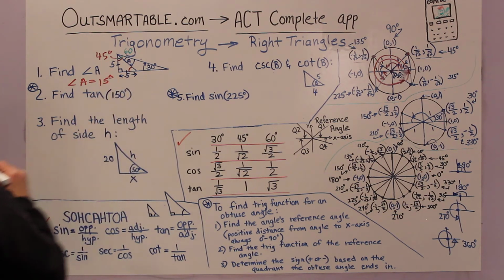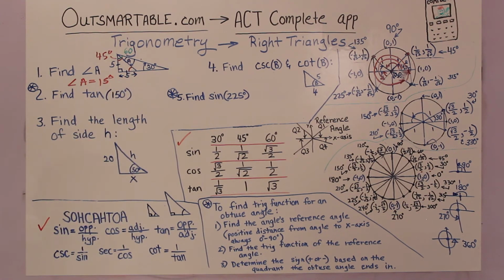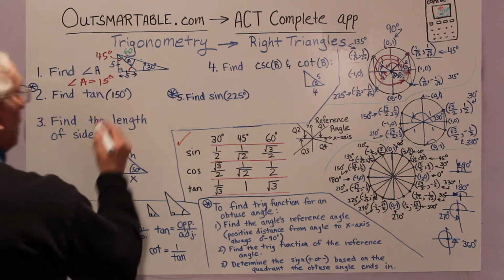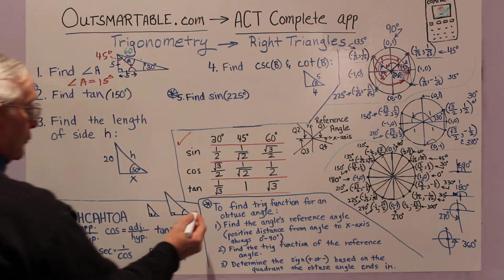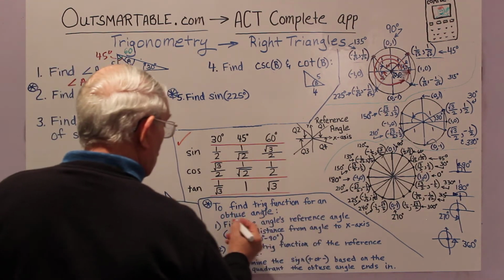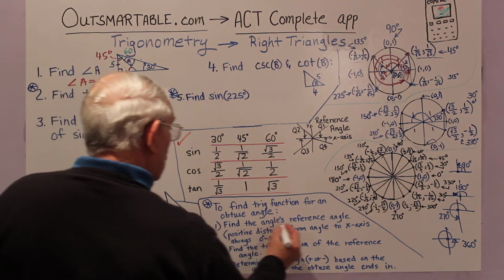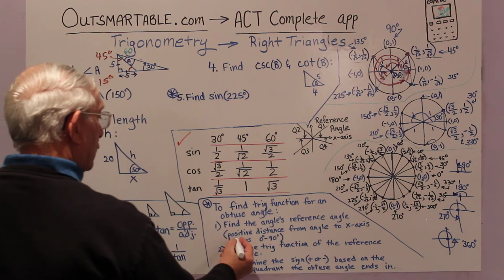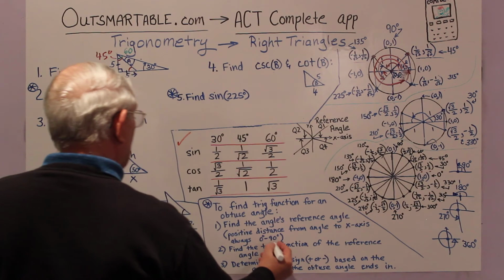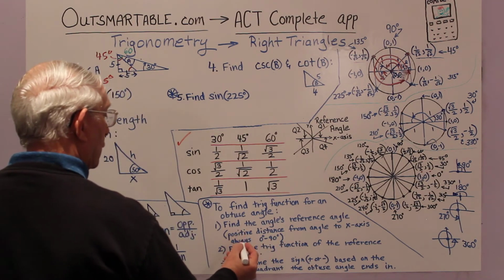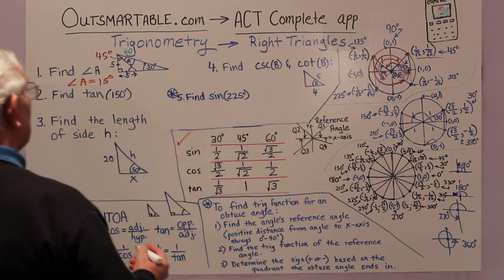How about this next one? Find the tangent of 150 degrees. Well, now we're finding the tangent of an obtuse angle. How do you do that? To find the trig function for an obtuse angle, first find the reference angle. This is the distance from the angle to the x-axis. It's always positive. It's always between 0 and 90 degrees.